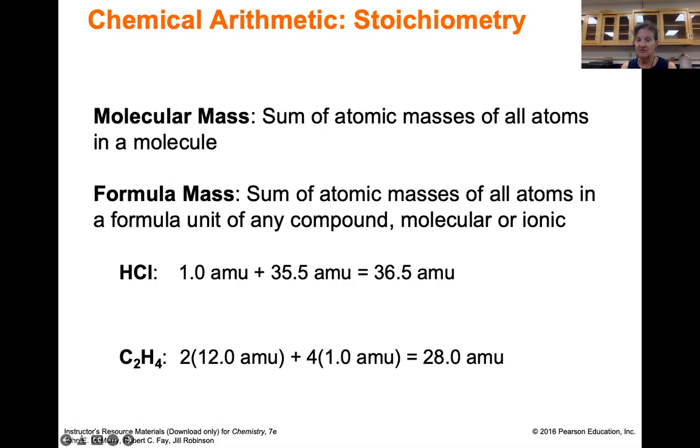Same thing if you have larger molecules. This is ethene at the bottom. So you have 2 carbons and 4 hydrogens. So each individual ethene molecule has a mass of 28.0. A molecular mass is a very specific term, because we know molecules are covalently bonded compounds, but we also are going to be dealing with ionic compounds. And so it's more correct to call it the formula mass, the sum of the atomic masses of all the atoms in a formula unit of any compound, whether it's molecular or ionic.